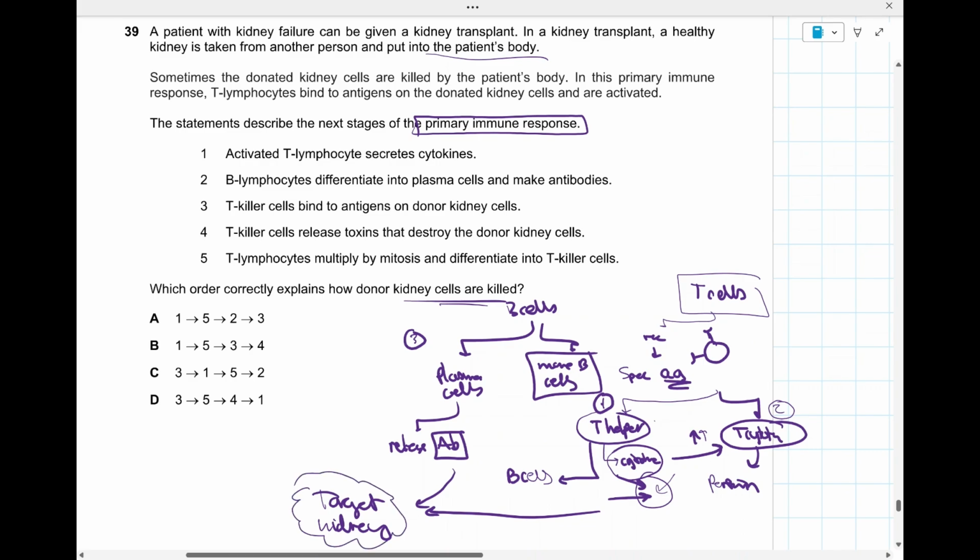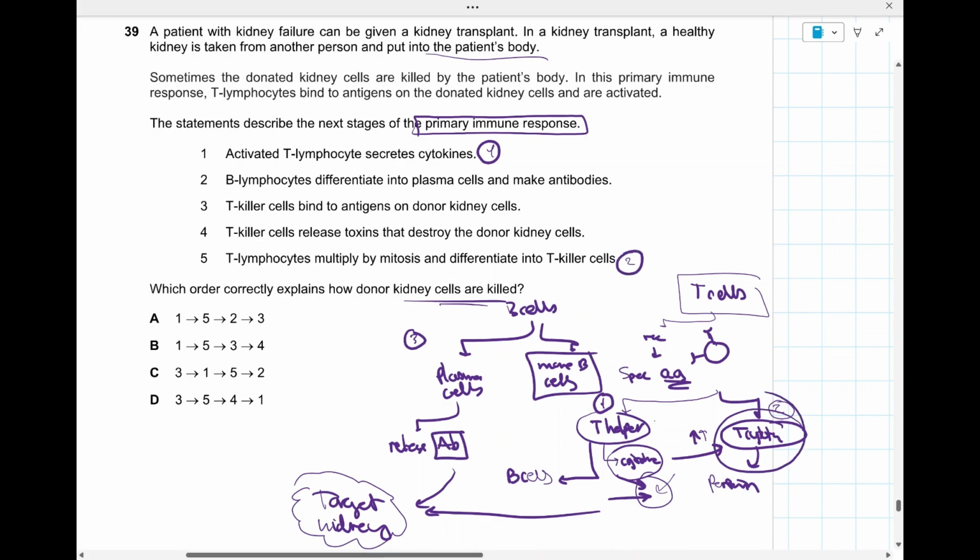Now, let's see the suggestions that we have here. We broke down the steps. We mentioned that the first step is the activated T helper cells, which release cytokines, and then this activates the T cytotoxic to release perforins. Now, let's look here. Here we have: activated T lymphocyte secretes cytokines. This is correct. This is the first step. And then the second step is: the T lymphocytes multiply by mitosis and differentiate into T killer cells. Yeah, this is correct. This is the second step.